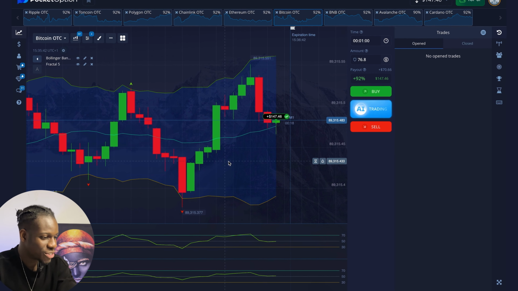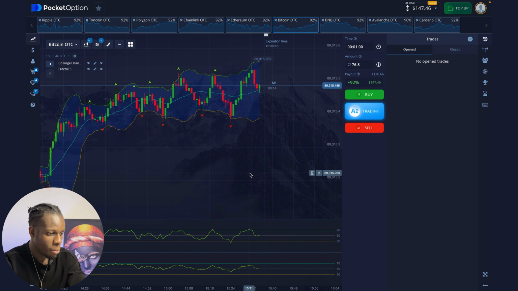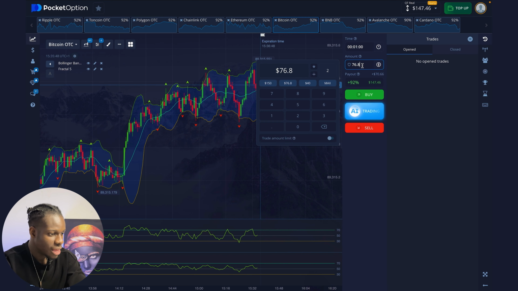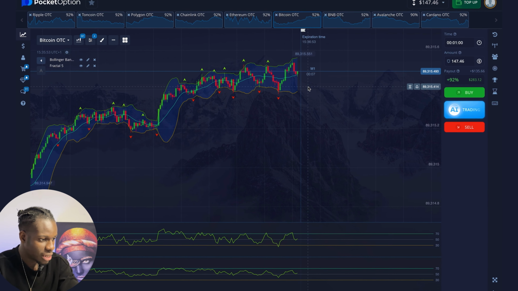Awesome, guys. So our second trade is in a profit as well. We're building momentum. Let's set our trade amount again to the maximum, and then we'll click on the next asset to trade.